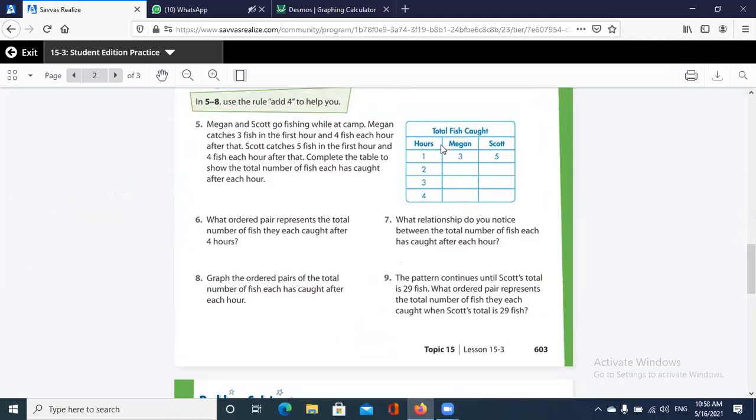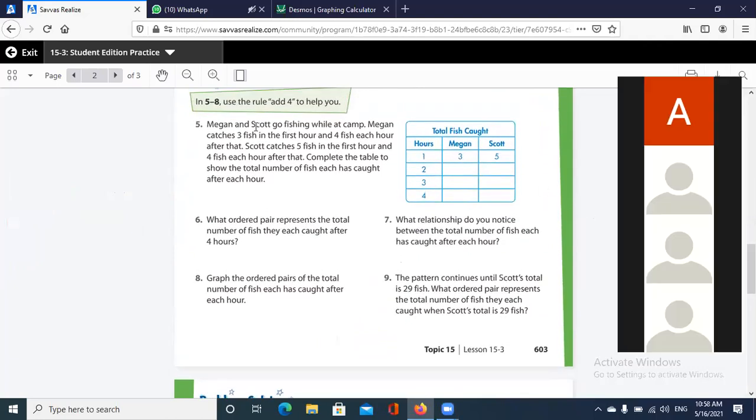So guys, can you see here? We have this question, which is number 5 to 8. In question number 8, they ask you to graph the ordered pair. So in order to graph the ordered pair, you need to have a table like this. Okay, guys.